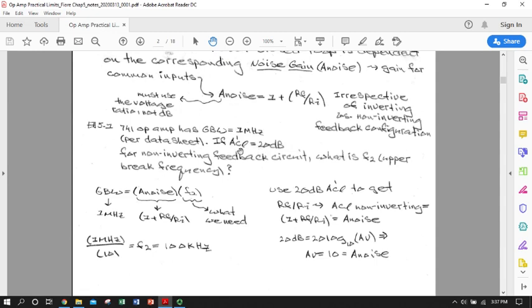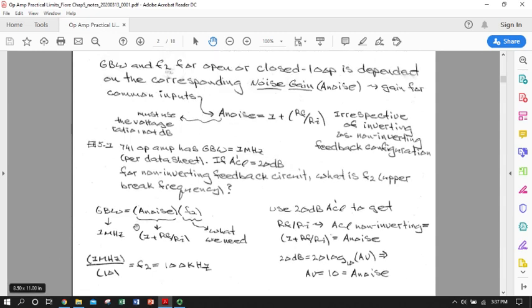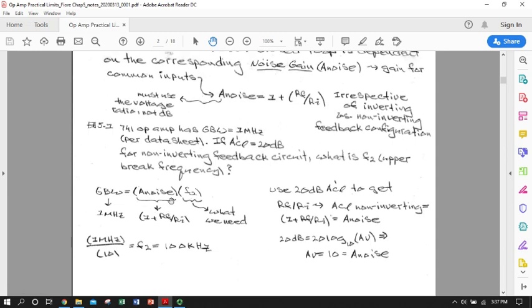Well, they told us that this closed loop gain referred to a non-inverting feedback circuit. Well, in the case of a non-inverting feedback circuit, the 1 plus RF over RI is the closed loop gain. So in this case, A closed loop is the same as A noise. So there we go. This is great. We're home free. We can just plug in the numbers we were given, but we do need to convert from decibels to voltage ratio to use this formula. So we take our 20 decibel closed loop gain, which is the same as our A noise, and away we go.